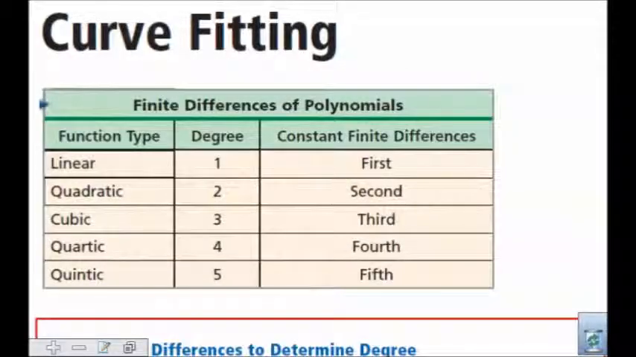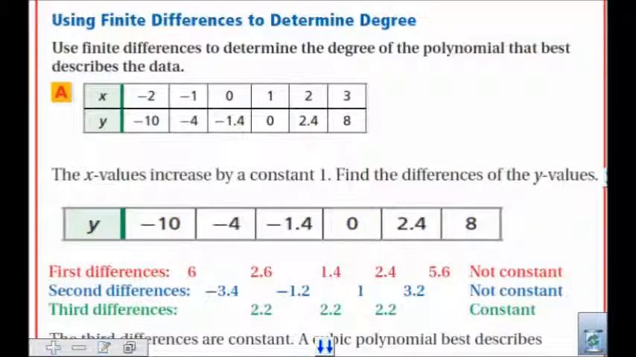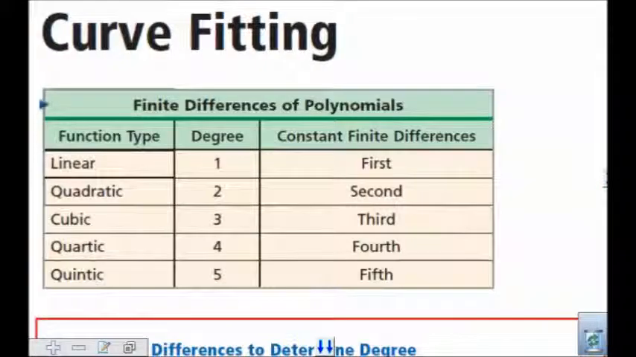Alright, so in this lesson, you're going to be looking at how we can use finite differences to determine the degree of a particular polynomial. Looking at this example, we're going to look at a set of data and be able to determine, using finite differences, what the degree was. We're only going to be looking at 5 different kinds: linear, quadratic, cubic, quartic, and quintic. Based on the number of differences it takes to get the differences to be the same, that'll determine what kind of polynomial we're looking at. So let's just take a look at the example.